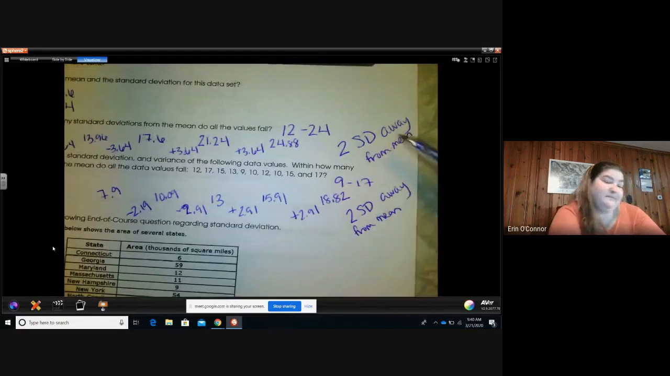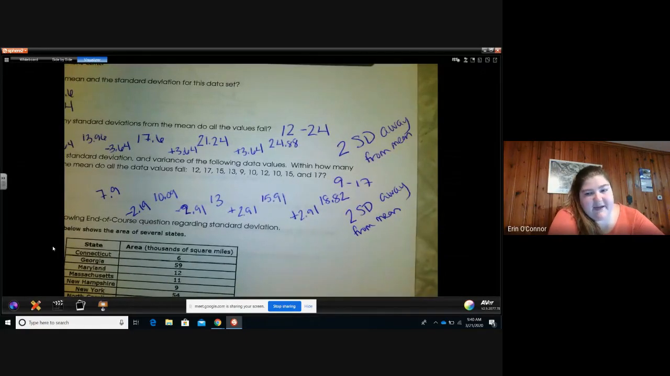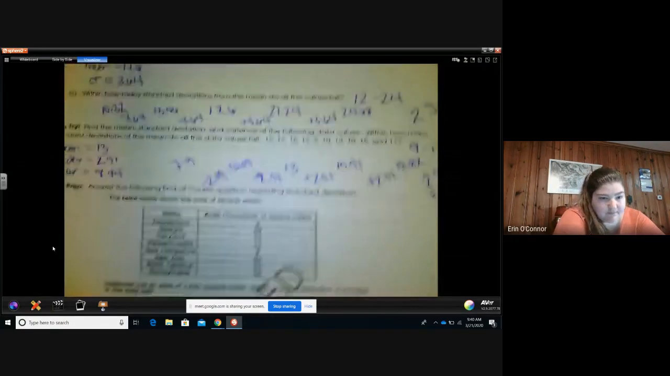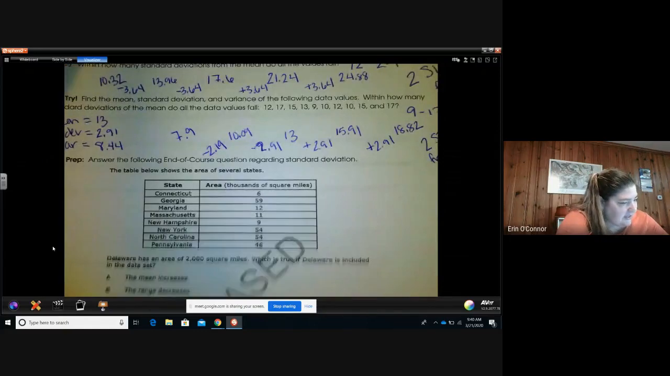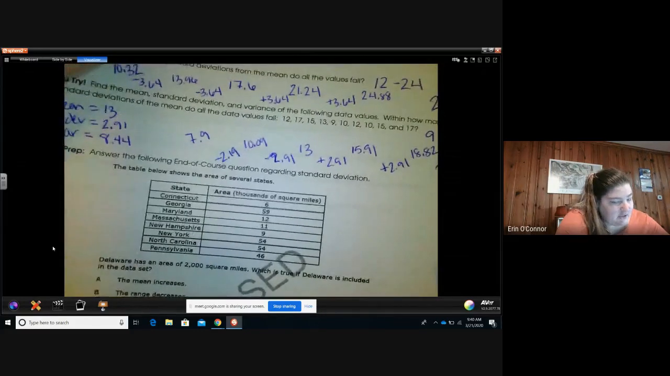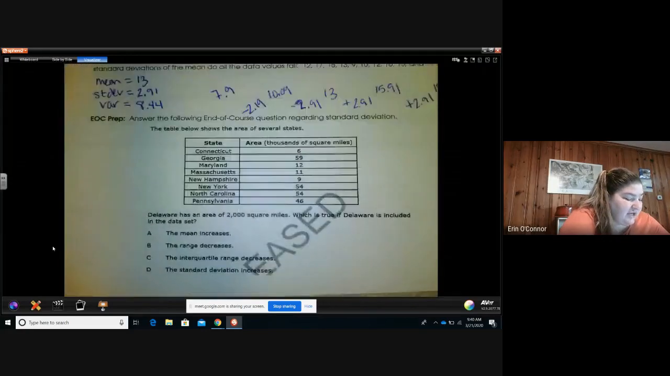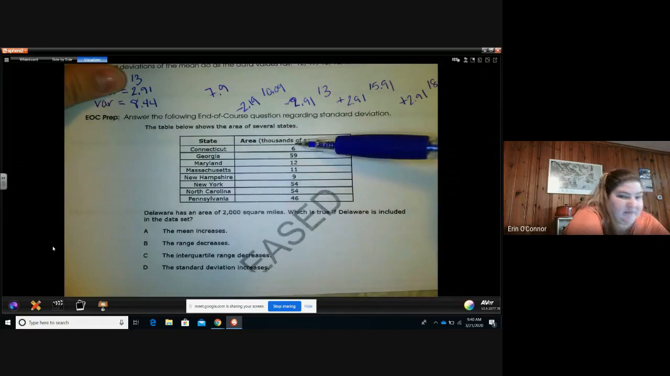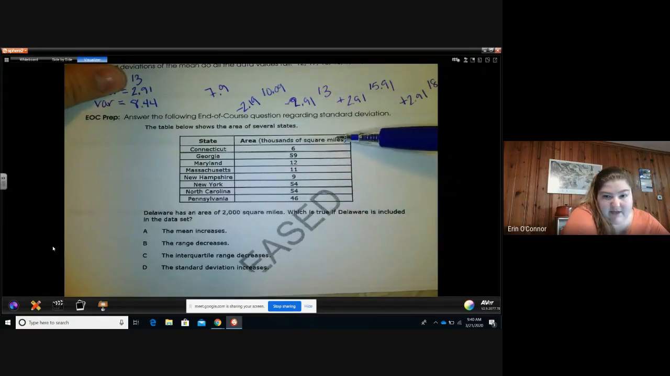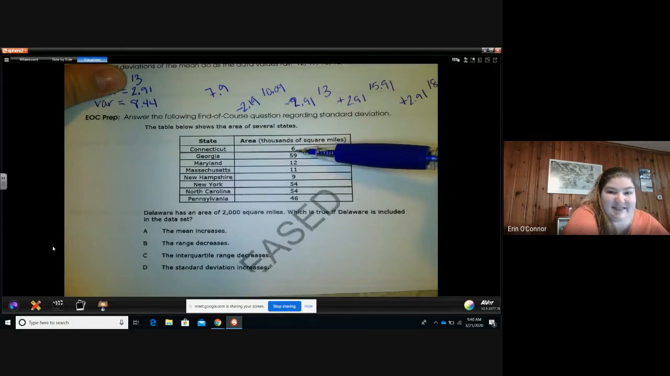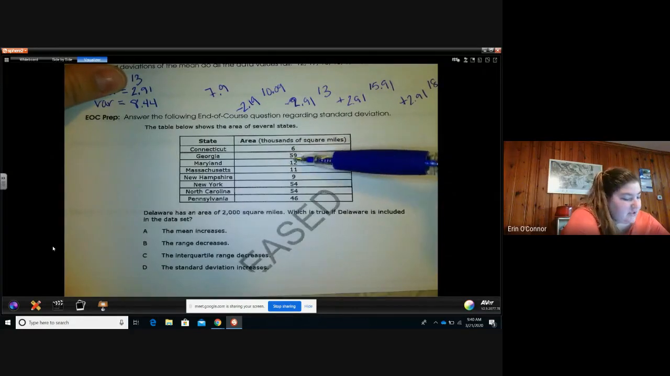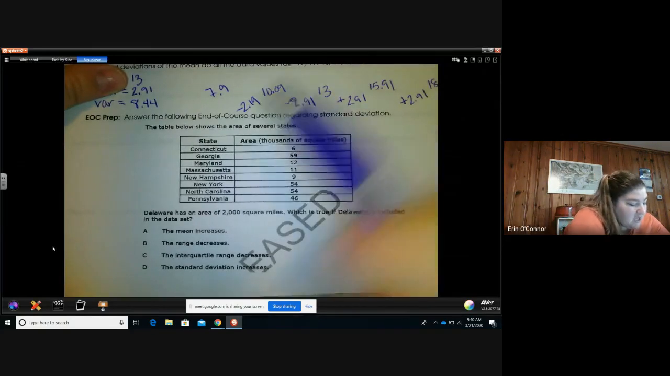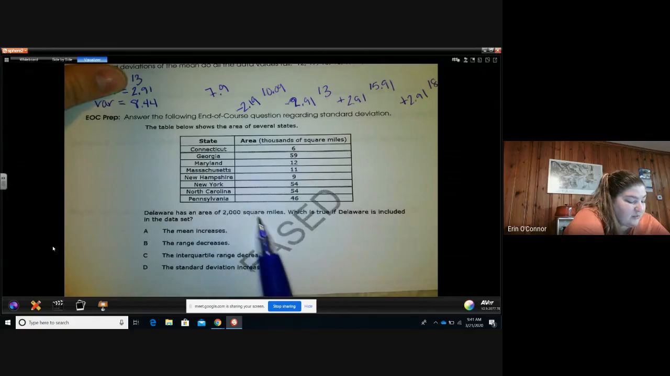Do you see a pattern here? And we're going to see on the next page that there's a reason why 2 standard deviations away from the mean is the norm. All right, looking at this question, this is an EOC prep question. So you want to answer the following end of course question regarding standard deviation. The table below shows different states with different areas in thousands of square miles. Like Connecticut, this would be 6,000 square miles. Georgia, this would be 59,000 square miles. It's not just 59 square miles. Delaware has an area of 2,000 square miles.